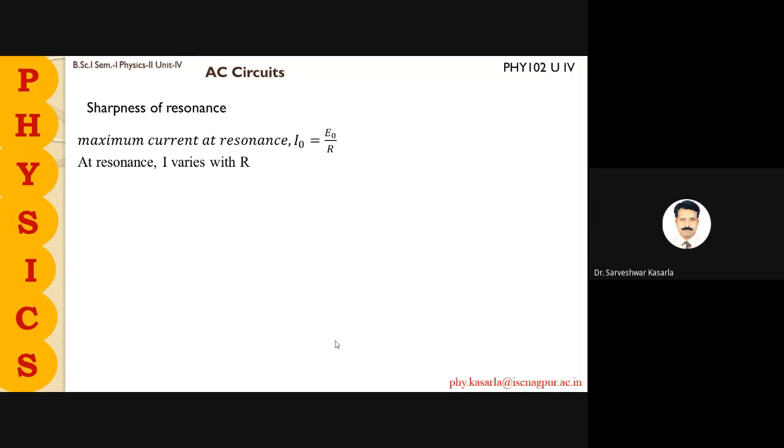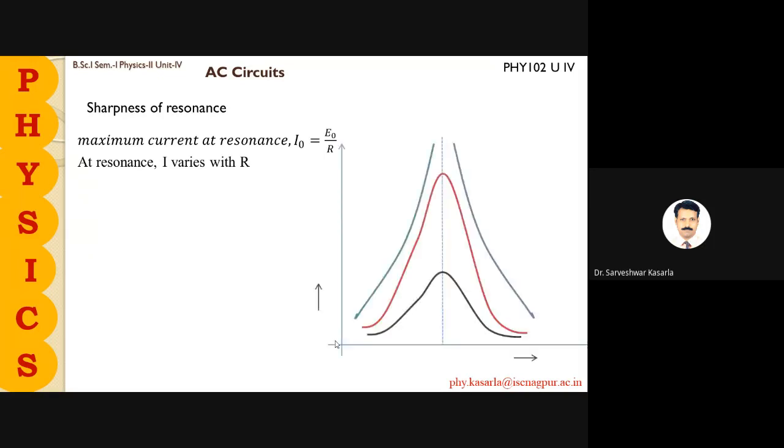So the maximum current at resonance is I0 equal to E0 by R, because R is the only resistance at resonance. So at resonance, the variation of current depends upon R, and that is shown like this. For the minimum value of R, the curve is shown by the blue line. So it is very sharp.